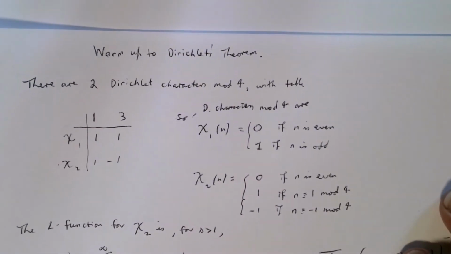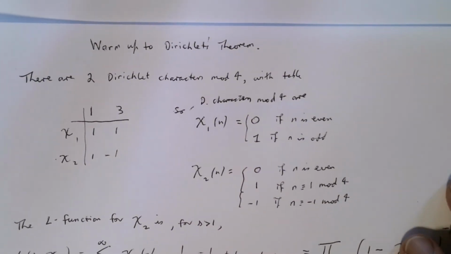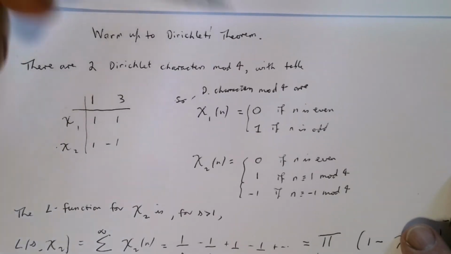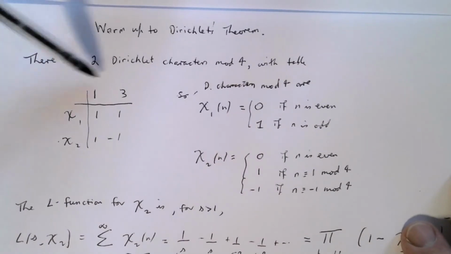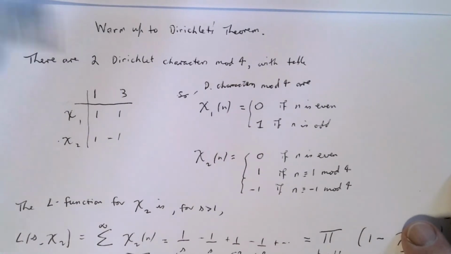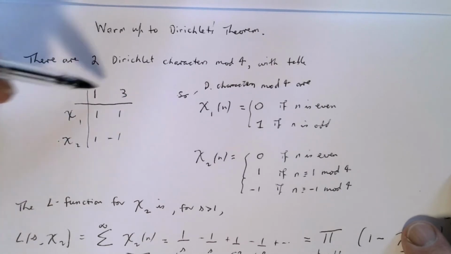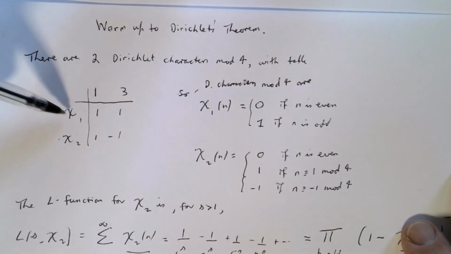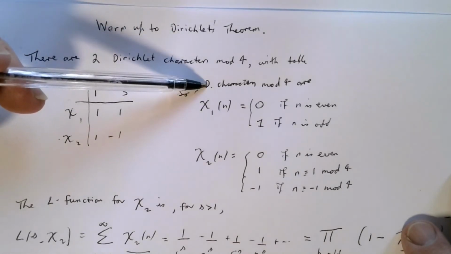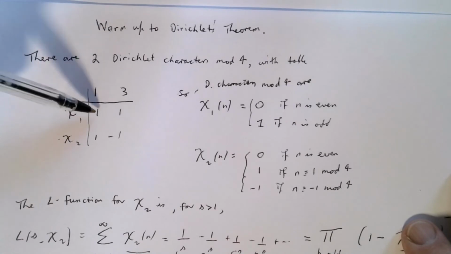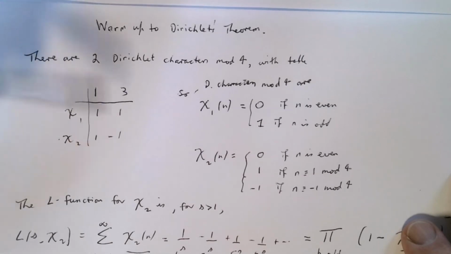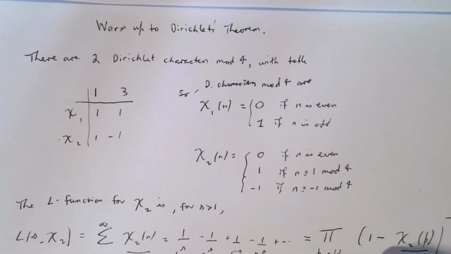So this is a little warm-up to Dirichlet's theorem. We're going to be looking at things modulo 4. There are 2 Dirichlet characters mod 4, and the table for these are now, again, I'm abusing the notation a bit. This here is the ordinary character table for U4, and then we're going to extend it to a Dirichlet character in a moment. So chi1 is our principal character, maps everything to 1. Chi2 sends 1 to 1, and then 3 goes to the other square root of 1, which is minus 1.